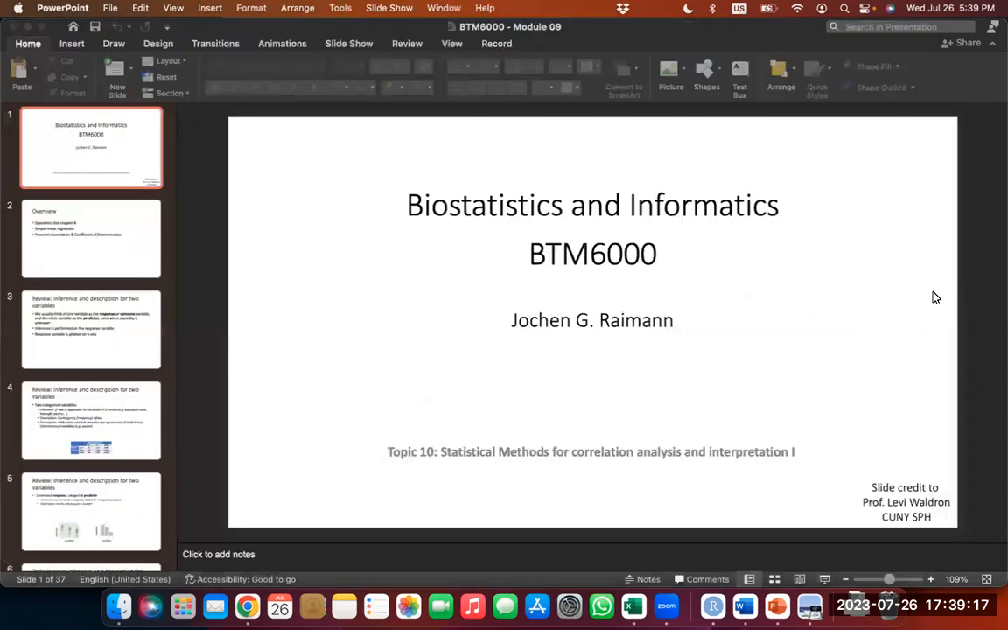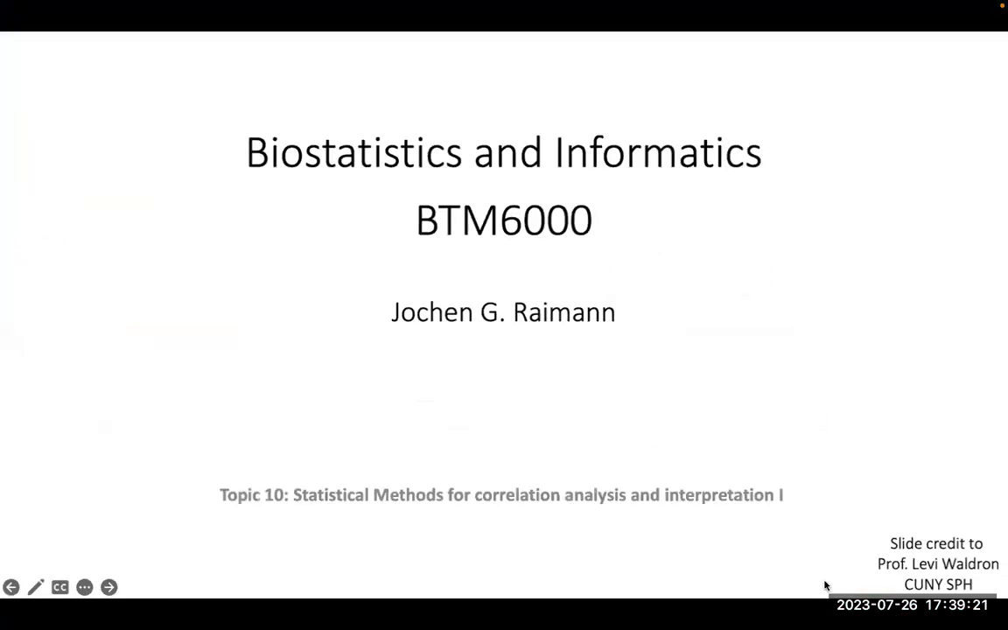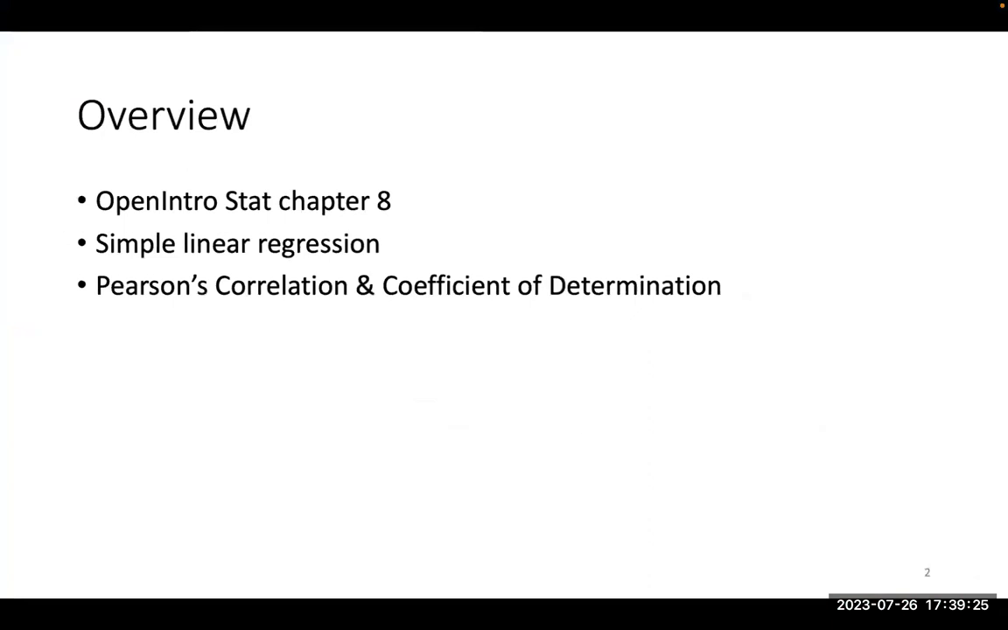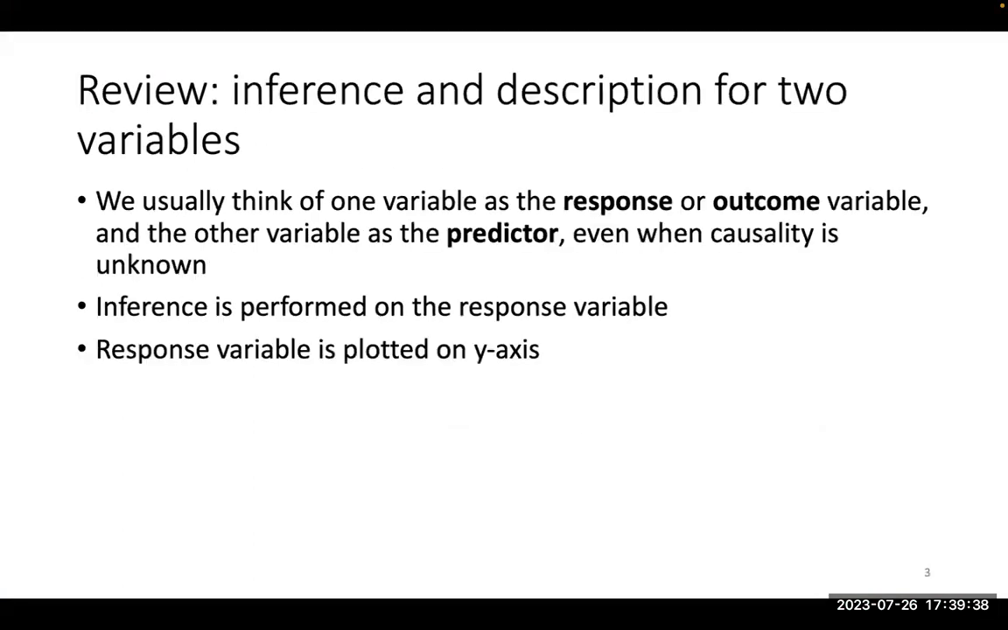Good, then we can now start with some theoretical background of what we're discussing today. This is consistent with OpenIntro chapter 8. We're talking about simple linear regression, the Pearson correlation coefficient, and the coefficient of determination, which is a way to quantify linear regression and its accuracy. Basically, we have a response or outcome variable, and we have an independent variable that acts as a predictor.